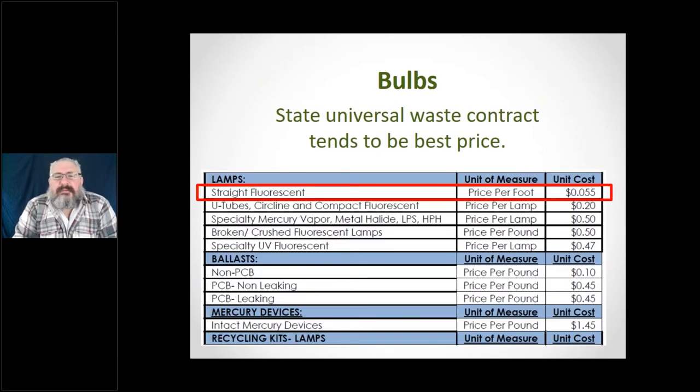Bulbs are another big expense. The universal waste contract usually tends to be the best price. For some reason, everybody likes to lump this in with their contract with their HHW vendor. I've seen prices as high as $5 to dispose of a CFL, whereas the universal waste contract is 20 cents. So that's definitely worth looking at. If you're collecting a high volume of bulbs at your HHW event, this particular contract is definitely the way to go.